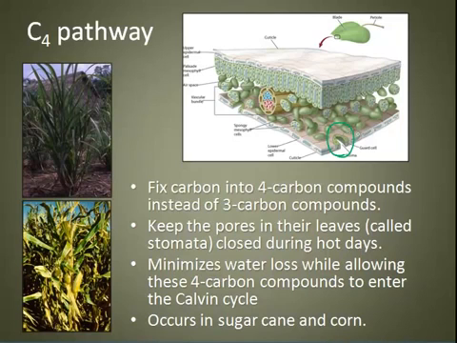However, certain cells have a special enzyme that can fix even low levels of carbon dioxide. In the C4 pathway, a molecule is created that carries carbon dioxide to the other cells where the Calvin cycle functions. And this minimizes water loss while allowing these 4 carbon compounds to enter the Calvin cycle. You can see that sugarcane and corn are 2 examples of C4 plants. A lot of grasses are C4 plants as well because they live in environments that are drier than you might expect.